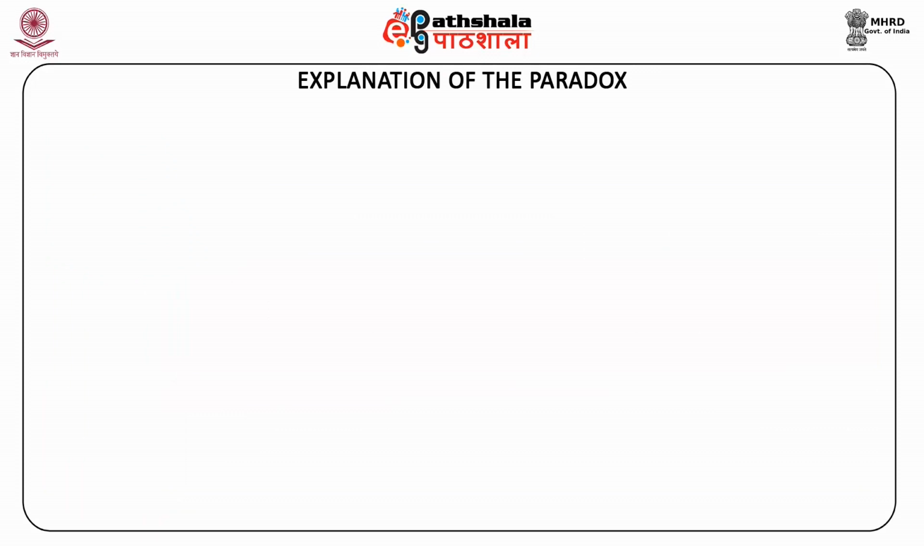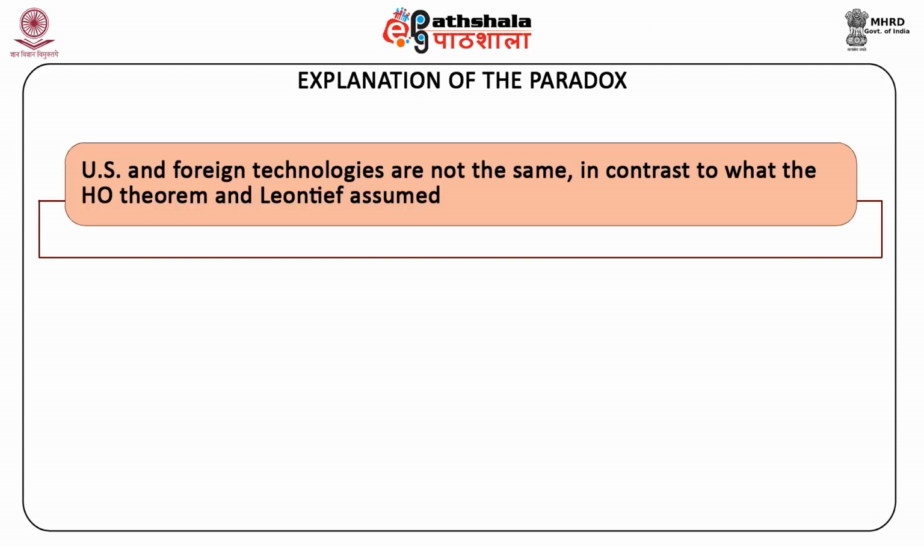Now we will discuss the explanation of the paradox. There are many possible explanations given for the Leontief paradox, which puts up the question, is the paradox real? The possible source of the Leontief paradox bias could be due to the following reasons. US and foreign technologies are not the same, in contrast to what the HO theorem and Leontief assumed.